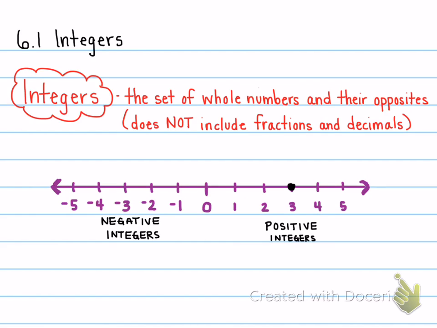Now another thing we need to learn about is opposites. So the opposite of 3, knowing that 3 is 3 spaces away from 0, the opposite of 3 also has to be 3 spaces away from 0. So 3 and its opposite, -3, these two numbers are opposites.